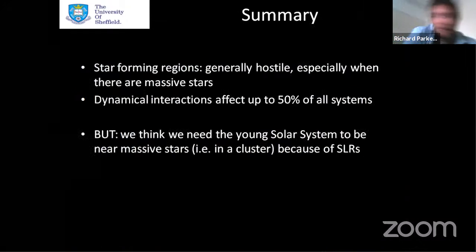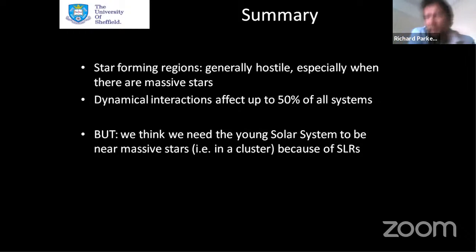So that's the whistle-stop tour of the main issues and things that I think are interesting about using the formation environment of stars to constrain the birth environment of planetary systems. And I think in general, star-forming regions are pretty hostile places, especially when you have massive stars that can completely change the makeup of protoplanetary disks, even at fairly low stellar densities.